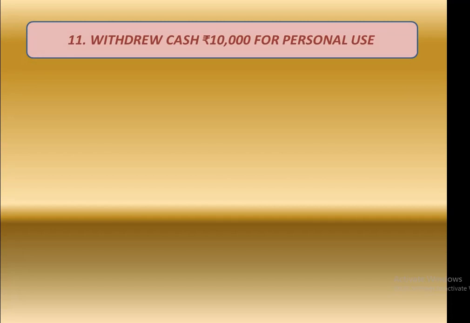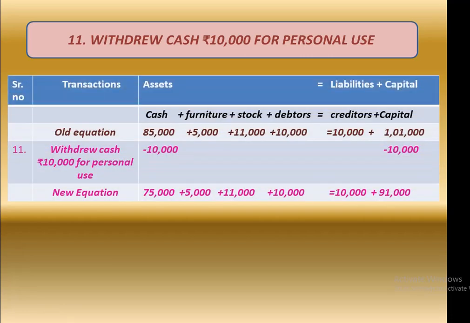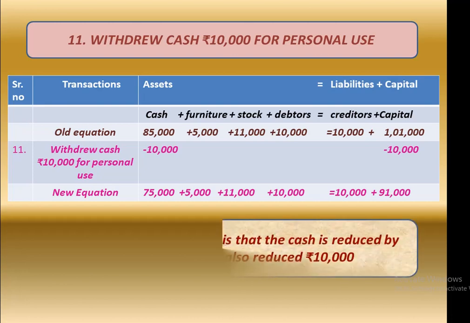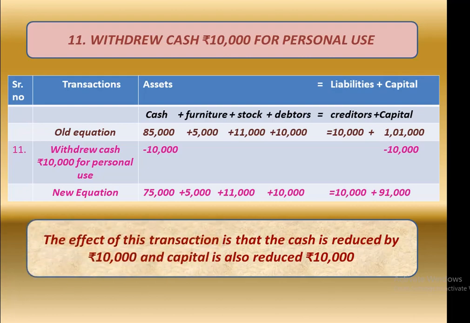Now, withdraw cash for personal use means drawings. Similar treatment, there is no other column for drawings. Cash and capital will be reduced by rupees 10,000. The effect of this transaction is that cash is reduced by 10,000 and capital is also reduced by 10,000.